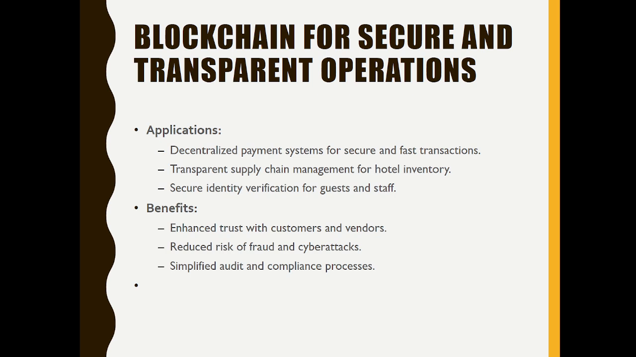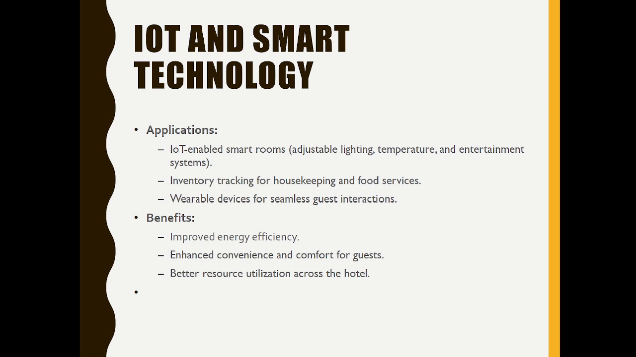And the blockchain. We talk about decentralized payment systems for secure and fast transactions. The benefits and advantages: enhanced trust with the customers and the vendors, and a decrease in the risk of fraud or cyber attacks. In IoT smart technology, we have Internet of Things enabled smart rooms with lighting, temperature, and entertainment systems.